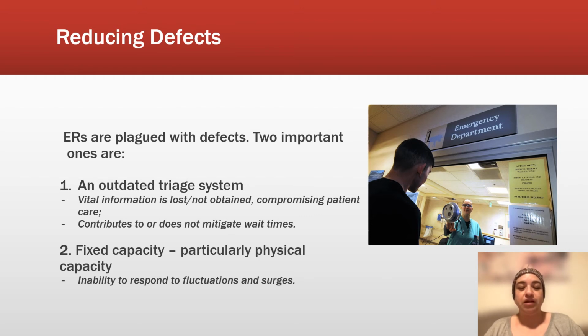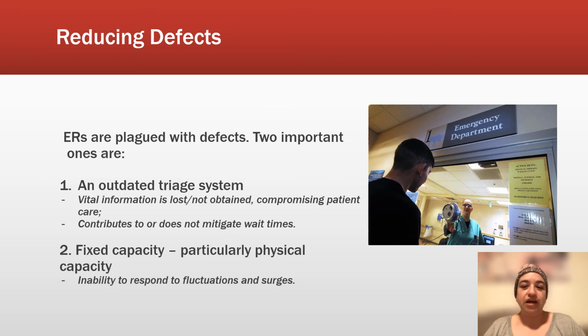Then, after completing this incomplete triage assessment, a patient often waits and waits until they can see a doctor. This is most definitely a defect. A better approach would be for the patient to have vital labs and other diagnostics conducted prior to this wait. This would get information into the hands of a doctor much more quickly.